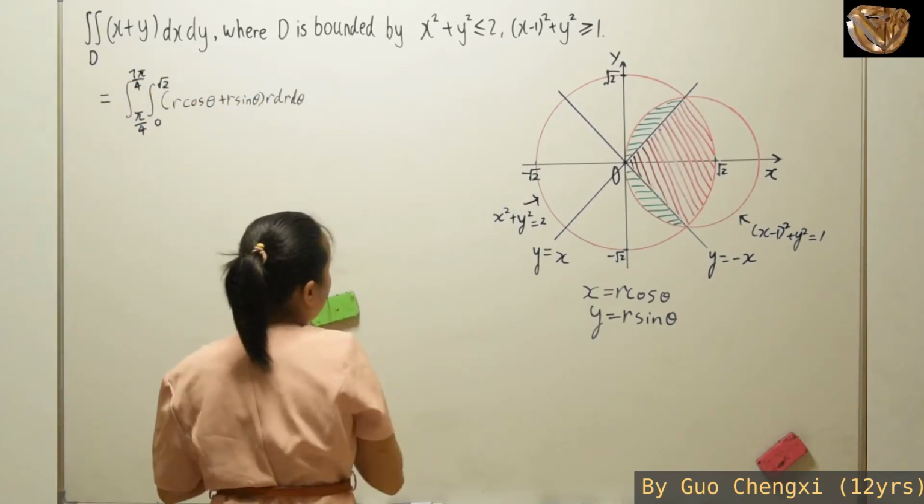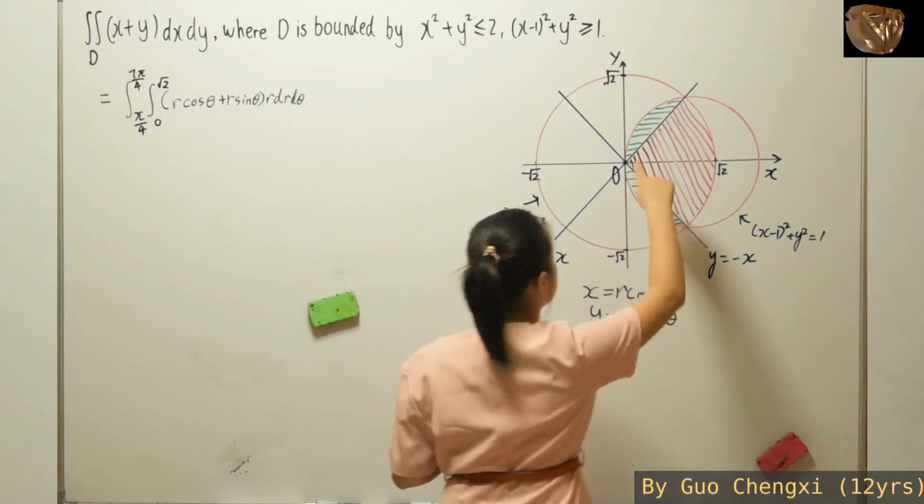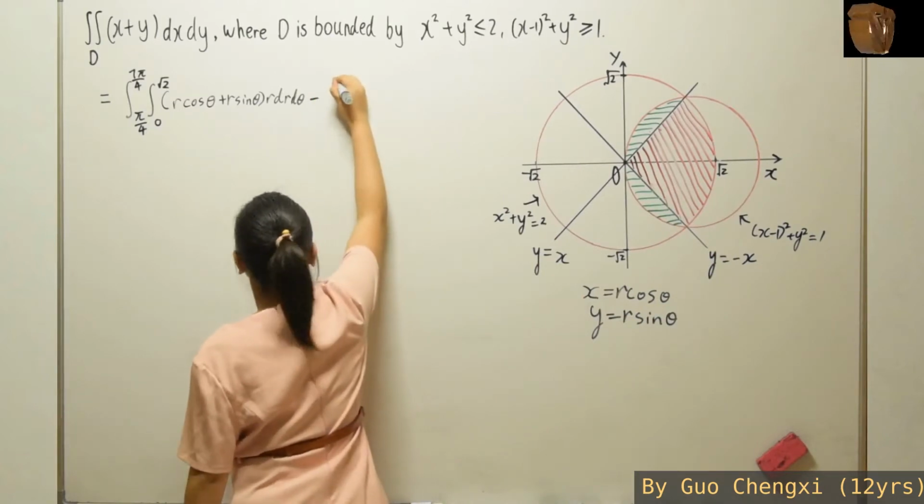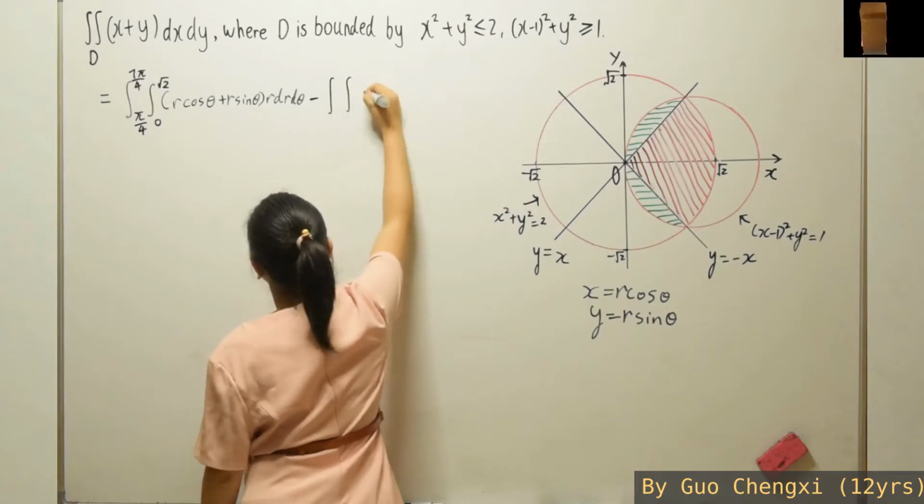And now that we have gotten this, we need to minus the two shaded regions. For the two shaded regions, I'm going to write separately.